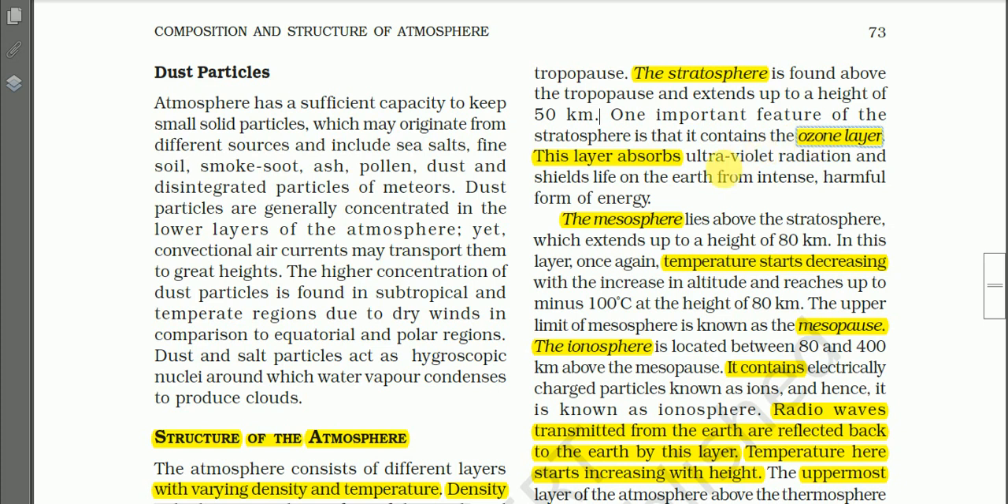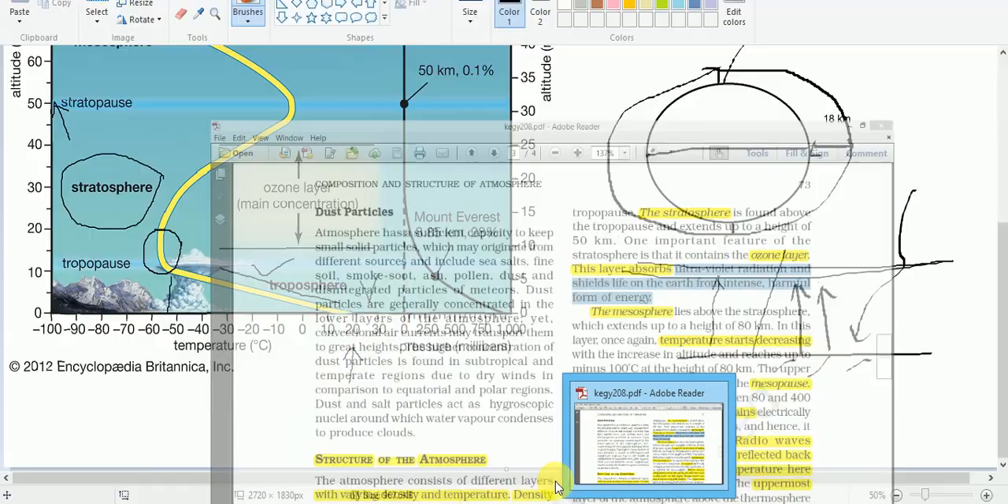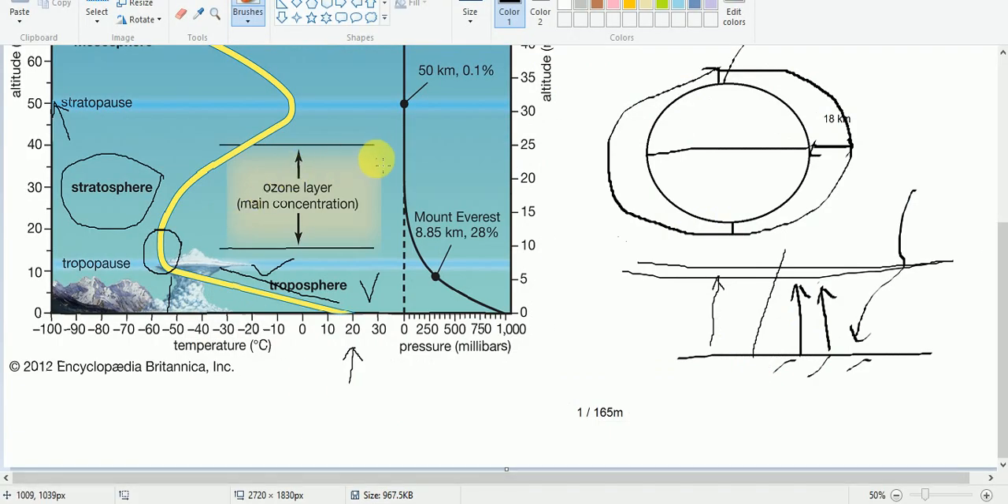About the importance of the ozone layer that you have learned earlier, this layer absorbs ultraviolet radiation and shields life on Earth from this intense harmful form of energy. So this is the significance of the ozone layer. And in this diagram also, we find the maximum concentration of ozone in the stratosphere.